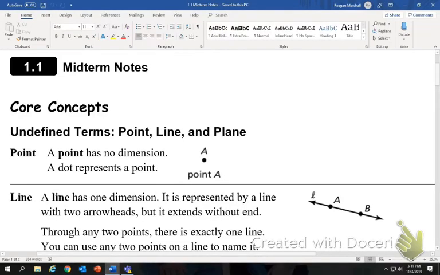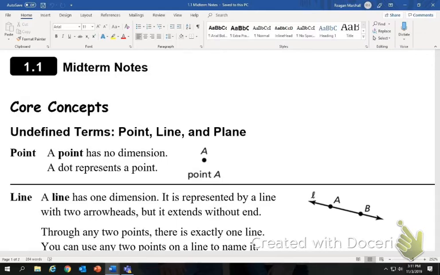So we're going to start 1.1 midterm notes. Basically in this first section we're just going to highlight and write a couple notes. Remember the undefined terms: point, line, and plane. These are terms that we all agree what they mean, but there's really no way to define a point without probably saying the word point or a line. We all understand what those words mean, so therefore they're undefined.